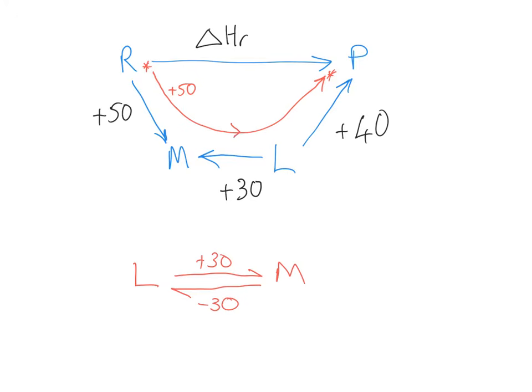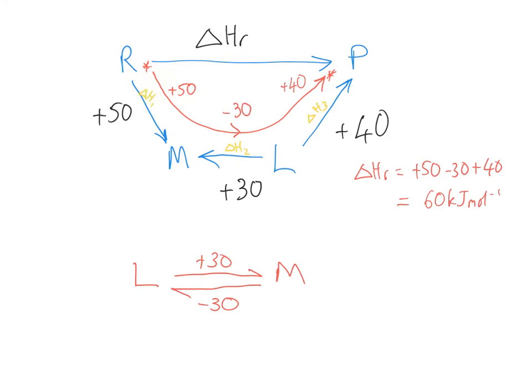We're turning M into L, so this means we're going to have to flip the sign to minus 30 on this occasion. Then when we're turning L into P, we're going in the correct direction, so that's going to be plus 40. And so this time the enthalpy change for the reaction is plus 50 minus 30 plus 40, and so that's going to give us 60 kilojoules per mole for our final value on here.